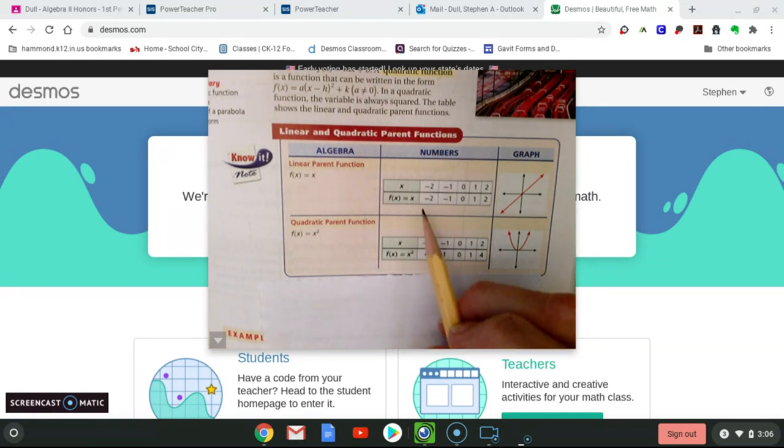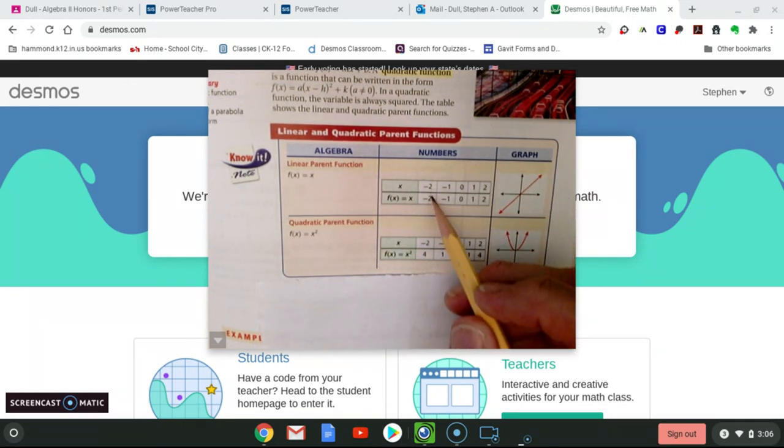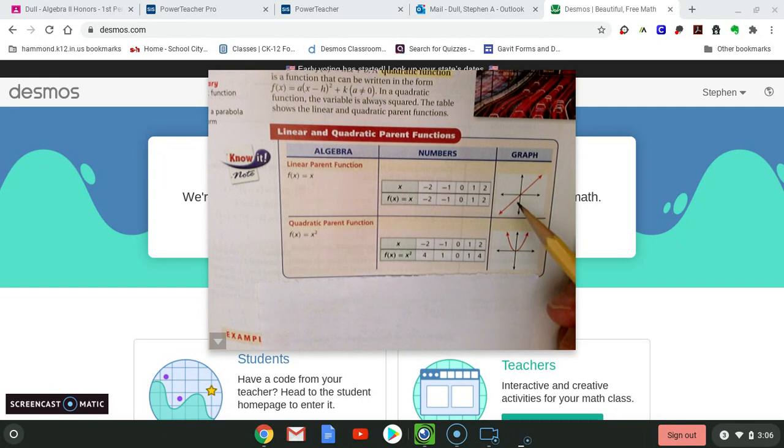So just again to remind ourselves, the linear function parent is the line y equals x. And it contains points like (-2, -2), (-1, -1), (0, 0), right? Y equals x, so the x and y are going to be the same, and that results in this line with a slope of 1. Notice that it goes through the origin.